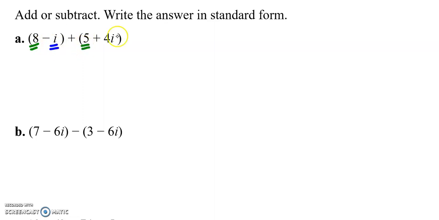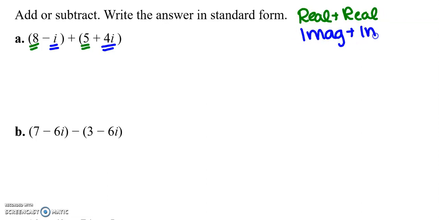5 plus 4i is a complex number because I have a real part and an imaginary part. And so what you want to do is take the real and the real and put those together. Take the imaginary and the imaginary and put them together. And then make sure your final answer is written in the form a plus bi, so the real plus the imaginary.